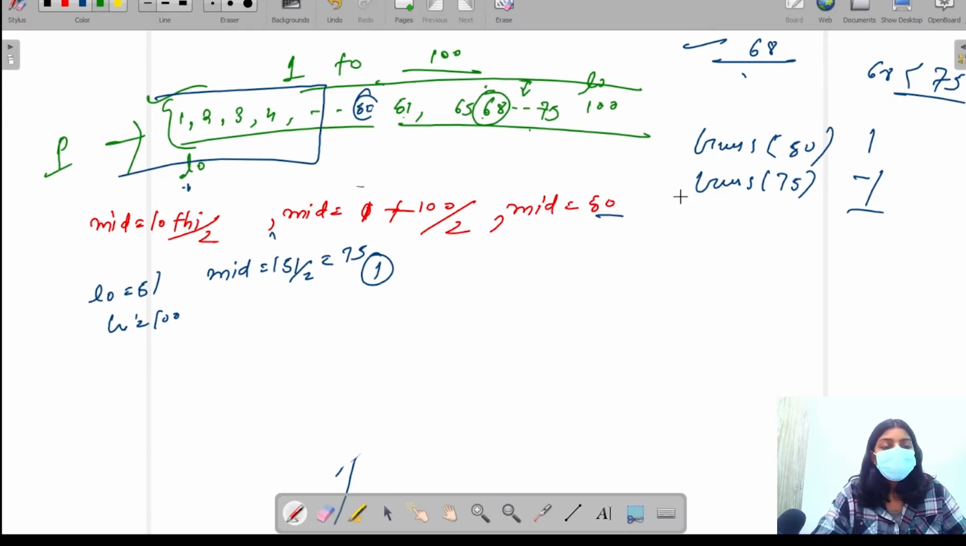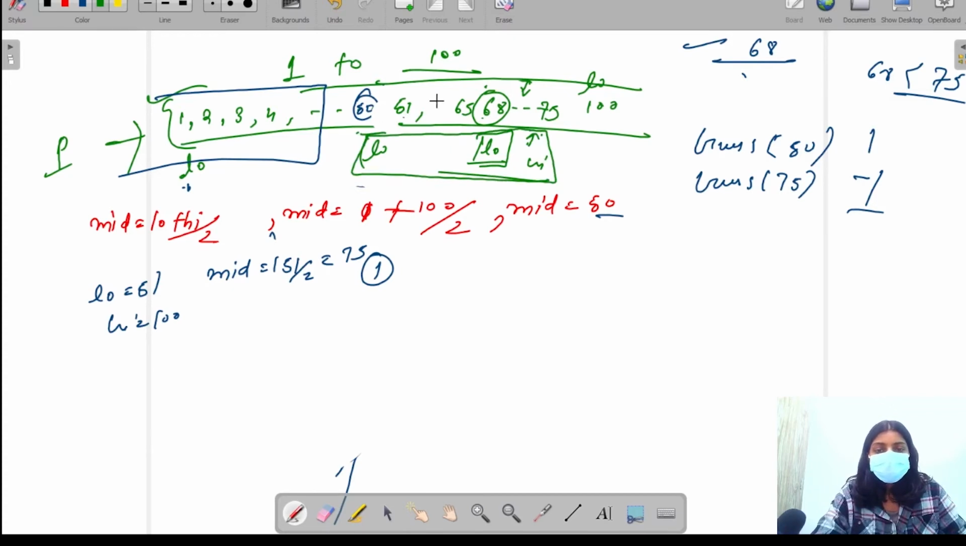Now what we have to do? I again calculate my mid. My high is now at position mid -1. So my high is at which position? It is at position 74 now. My high is here at index 74 and my low was at 51. So now I have to search in this range from 51 to 74.